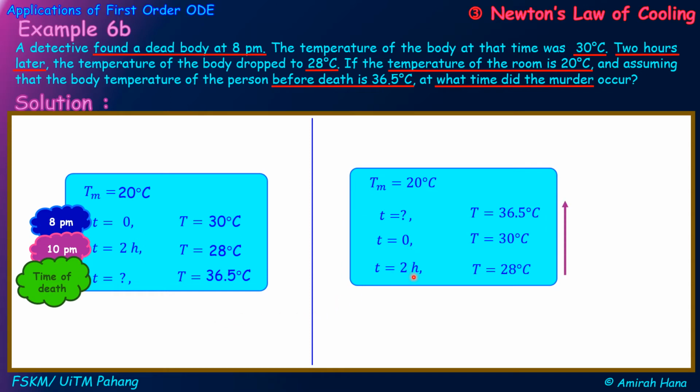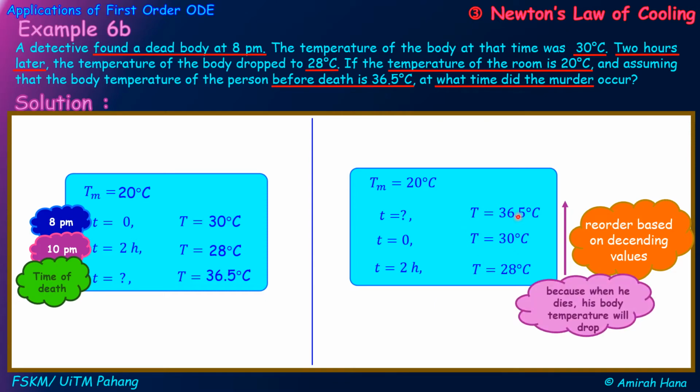Right after that, we reorder based on descending values, because when he dies, his body temperature will drop. So we reorder based on descending values. t equals 0 at 8 p.m. t equals 2 hours at 10 p.m. t equals question mark means what time did the murder occur? This is the time of death.